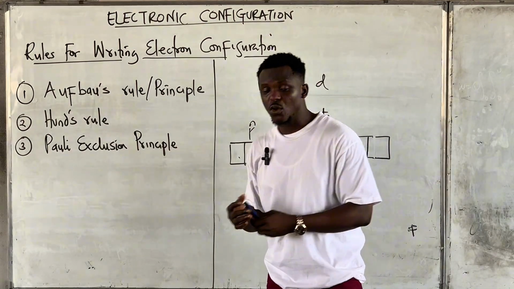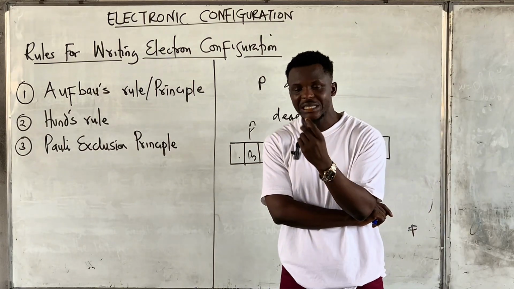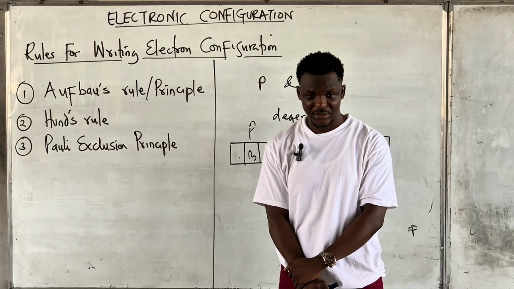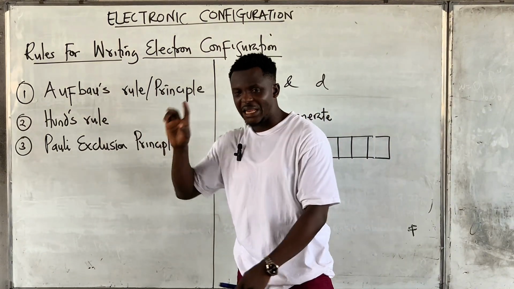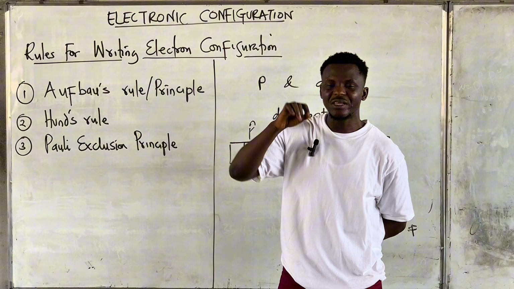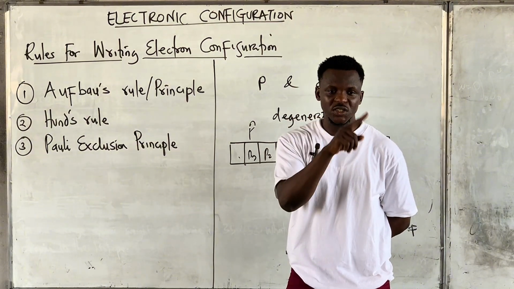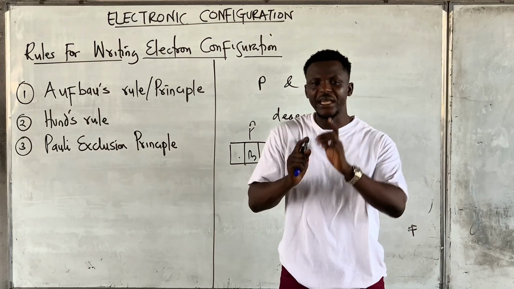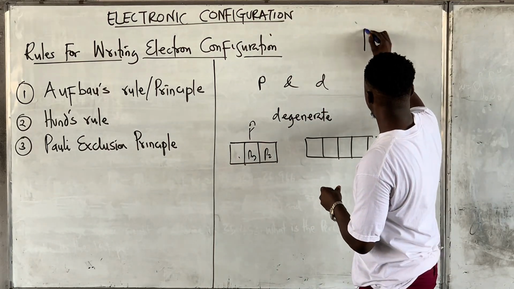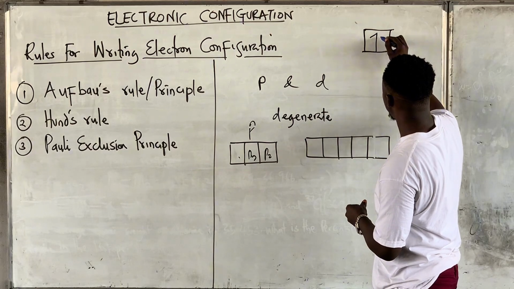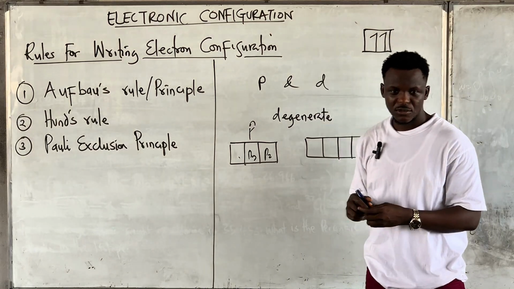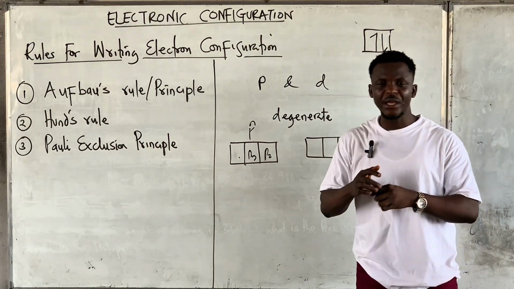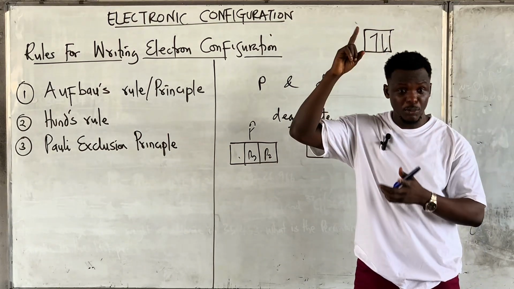Now, what of the Pauli exclusion principle? This says that no 2 electrons in the same orbital will have the same values for all the 4 quantum numbers. No 2 electrons in an orbital will have the same value for all the 4 quantum numbers. When I treated quantum numbers, I stated that in an orbital, a box like this, you can never see 2 electrons pointing in the same direction. One will point up and the other one will point down. So the spin of 2 electrons in an orbital must be opposite.